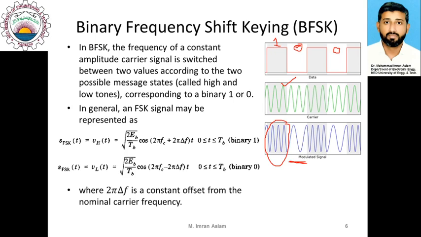So in binary systems, the binary information is represented by different frequencies in the system. So there is a constant difference, which is the offset from the nominal carrier frequency, in the representation of binary symbols. We can have higher order FSK systems, M-ary FSK systems. In that case, we would need more frequencies in order to represent a larger number of symbols.